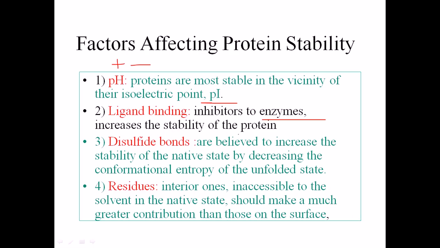Now the third thing is the disulfide bonds. Disulfide bonds are believed to increase the stability of the native state by decreasing the conformational entropy. Why? Because, as we know, entropy increases in the primary structure, and then you can make a messy structure like that, which is called the molten globule. We are going to see that in a later slide.